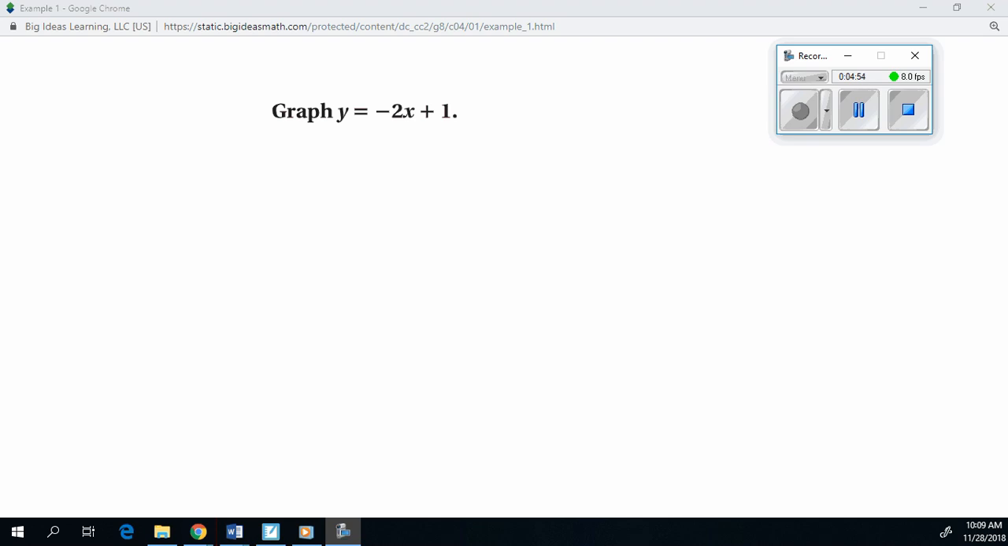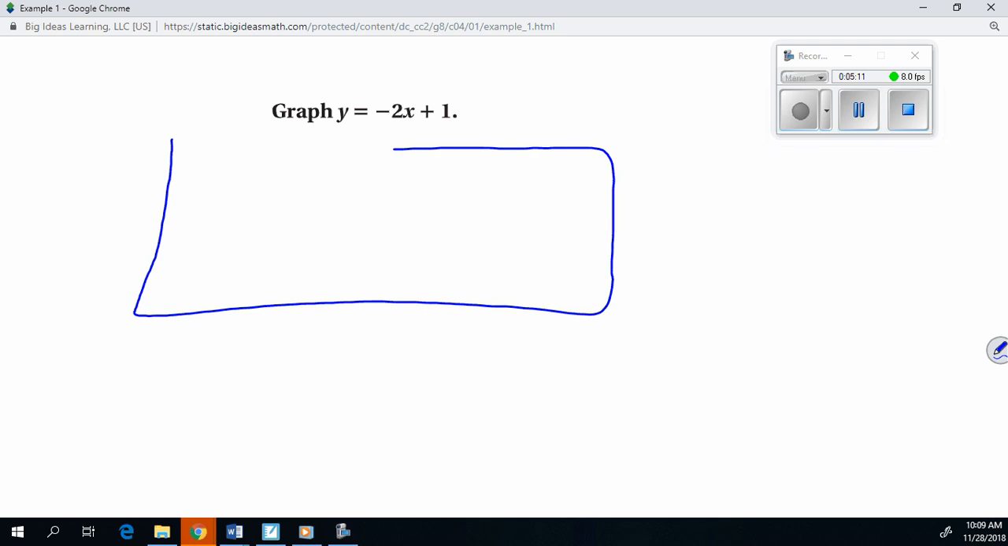All right, now I'm going to go ahead and graph y = 2x + 1. Okay, so I'm going to say, well, if x, I just like to pick -1 first. So we'll draw a little box. Go ahead and draw this with me.